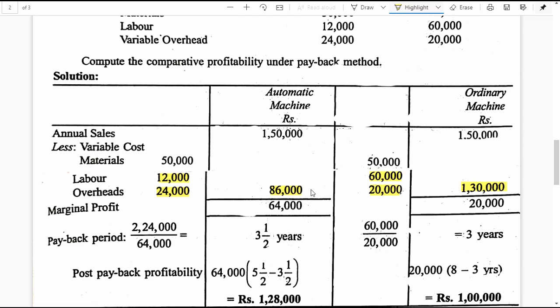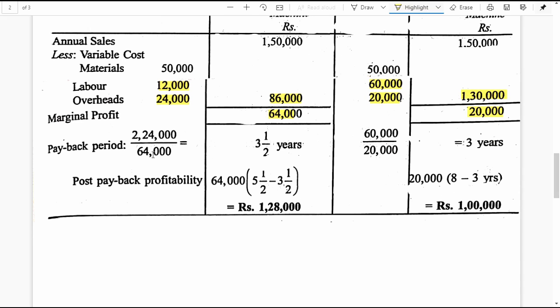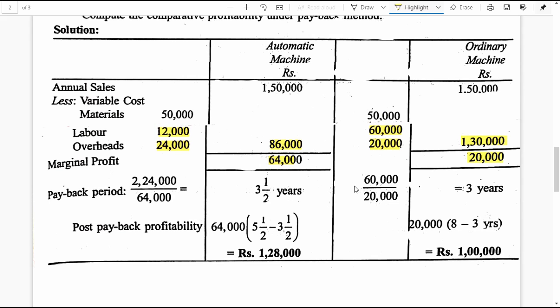From the sales, if you subtract the variable cost, you get the marginal profit. In marginal costing, this is what called as contribution. Now let us calculate the payback period. So this 64,000 and the 20,000 are the annual cash inflows for these two machines. Now let's calculate payback period.